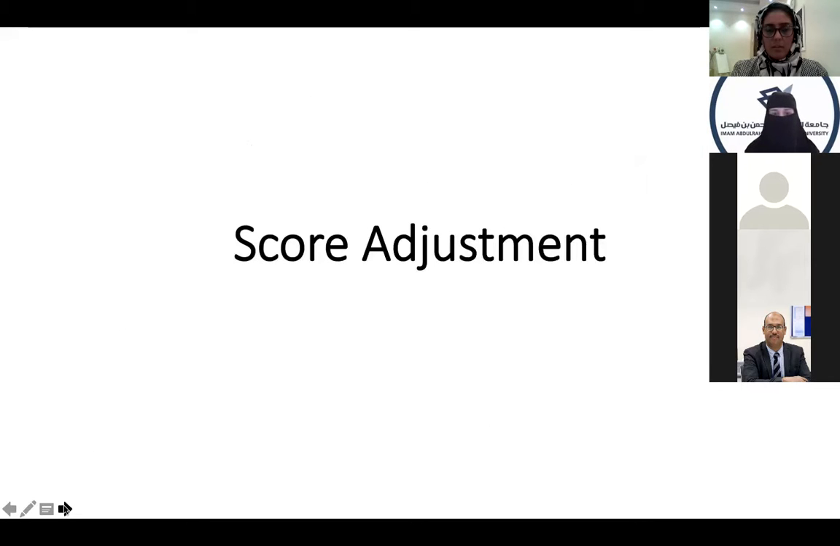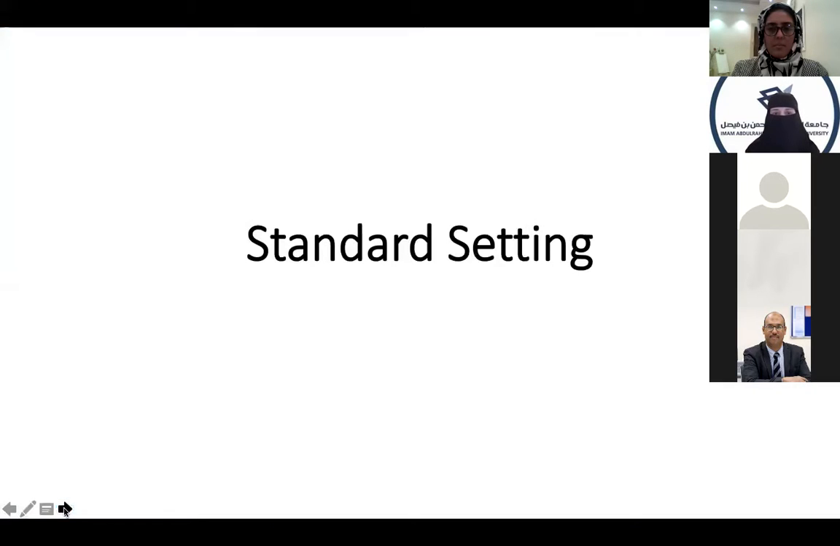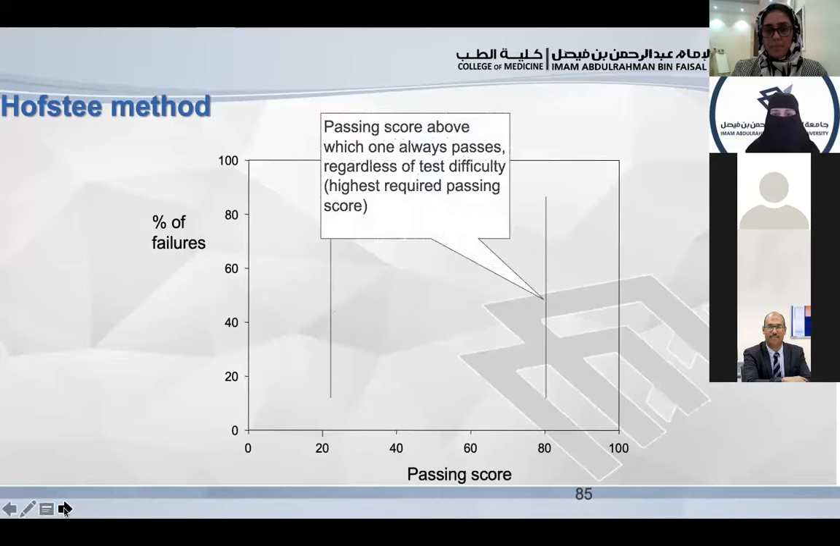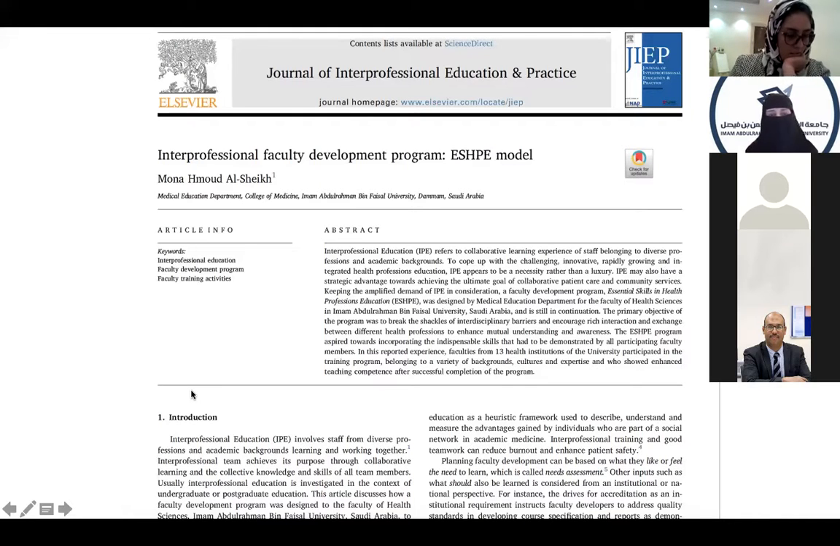The new item that we have added in the last 2 batches was score adjustment. How do we scale? Because we realized that some departments are doing this on their own, by multiplying by a factor, or by adding a certain number of marks to everybody, or subtracting. So we discussed what is the evidence in the literature about the proper way of score adjustment. And we talked a lot about standard setting, including the Hofstee method, or as they also call it, the compromise method. We applied this with numbers, and the contrast group method for the OSCE. So this was, in general, the content of the essential skills in health profession education. And we published this to show it as a model for interprofessional education.